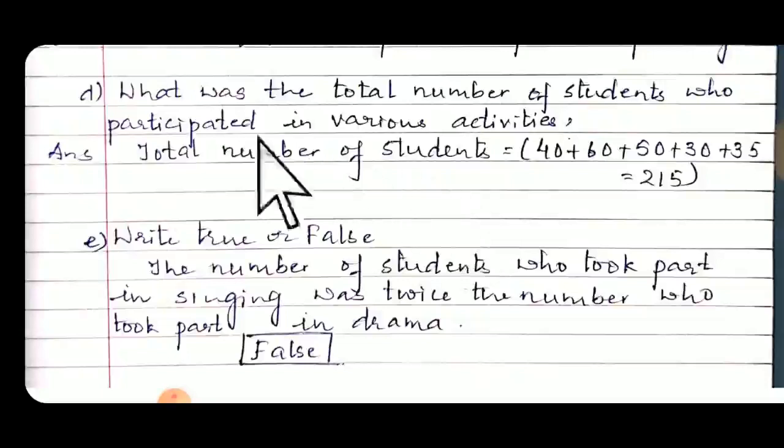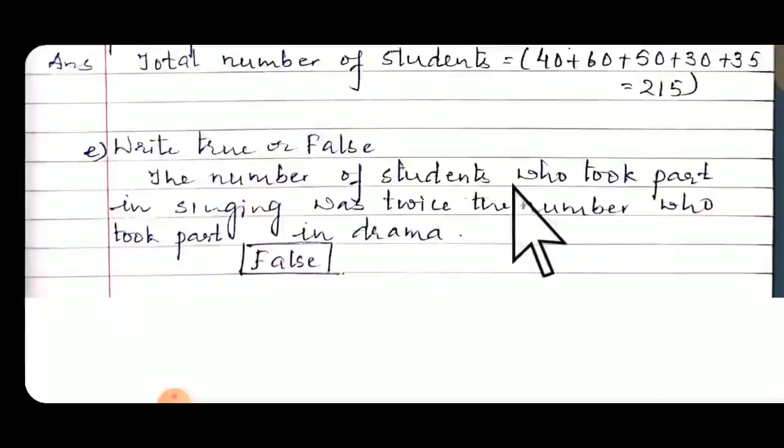Then D. What was the total number of students who participated in various activities? What were the activities and how many were the students? Write down, seeing the graph, 40, 60, 50, 30 and 35. So altogether it is 215.